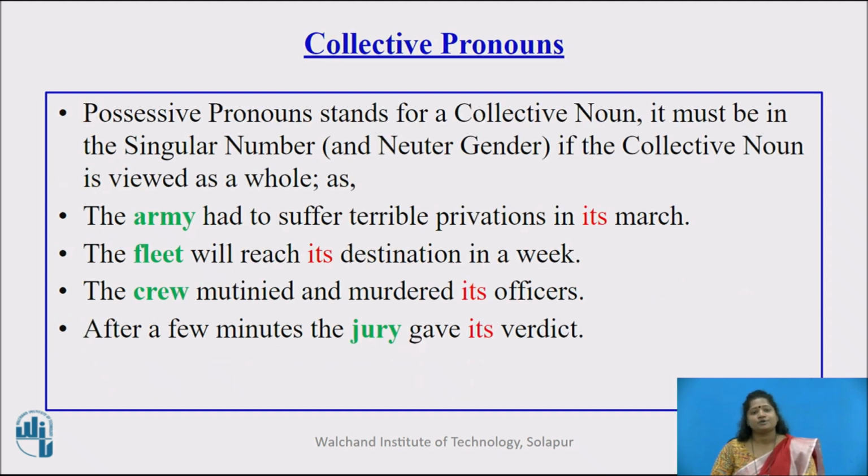Let us learn collective pronouns. A possessive pronoun stands for a collective noun. It must be in the singular number and neuter gender, if the collective noun is used as a whole, as in, the army had to suffer terrible privations in its march. The fleet will reach its destination in a week. The crew mutinied and murdered its officers. After a few minutes, the jury gave its verdict. In all of these four sentences, the words in green color, army, fleet, crew, and jury are collective nouns. But they are viewed as a whole, as a single unit. So, the singular collective pronoun its is used for that.